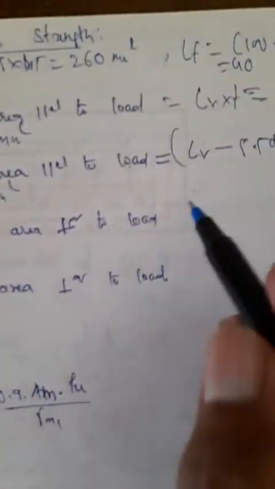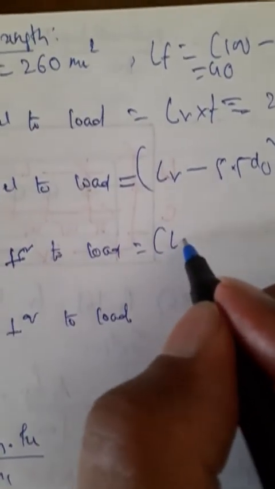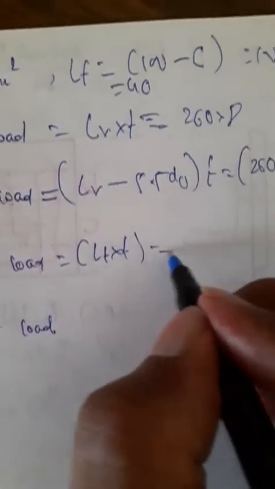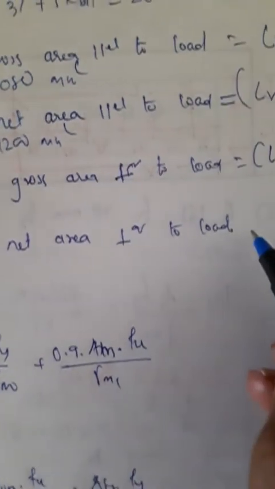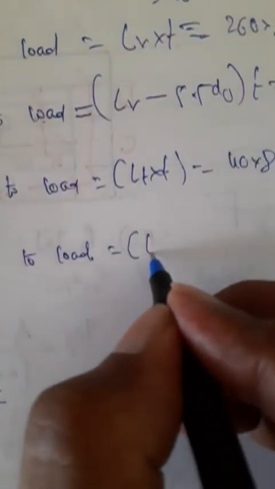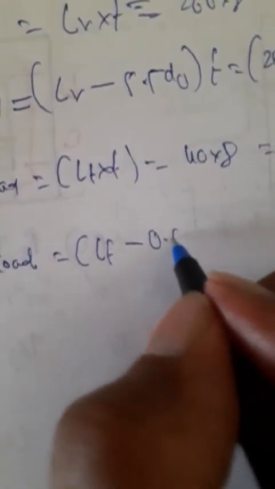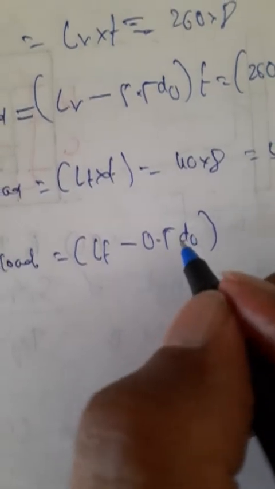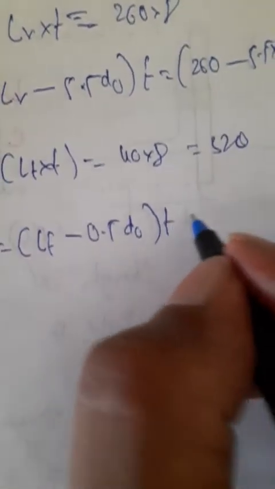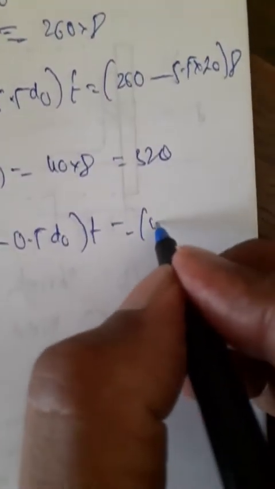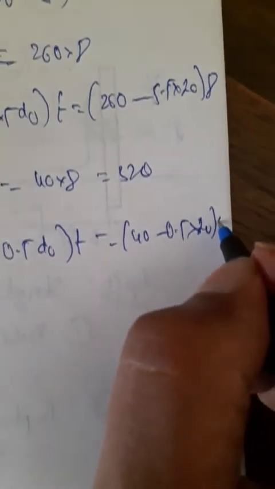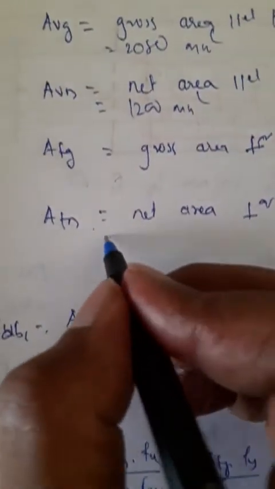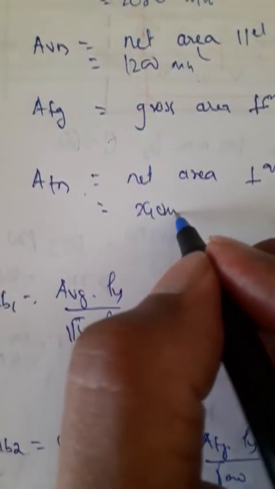ATG, gross area perpendicular to load, LT into T. So 40 into 8, 320. ATN, net area perpendicular to load, (LT minus 0.5 D naught) into T. I am subtracting half because only half of the bolt is there in LT. So 40 minus 0.5 into 20 into 8. So you have the answer 240 mm square.